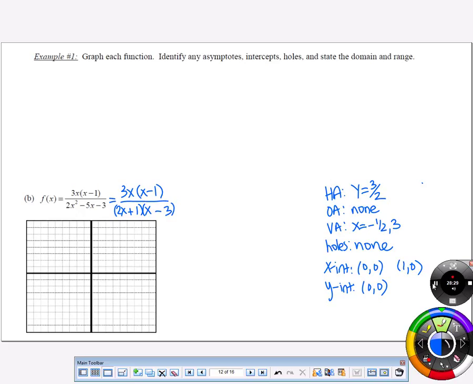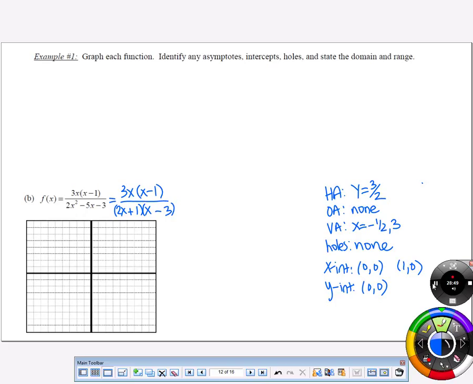Your horizontal asymptote should be y equals 3/2. There was the same degree in the numerator and denominator. The lead coefficient in the numerator was 3. The lead coefficient in the denominator was 2. Okay? Because it was 3x squared over 2x squared, if you think about what it looks like multiplied out. That means there's no oblique asymptote.